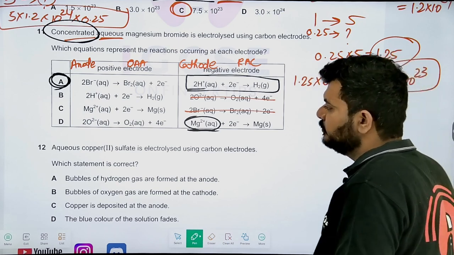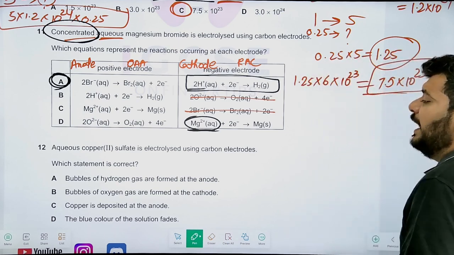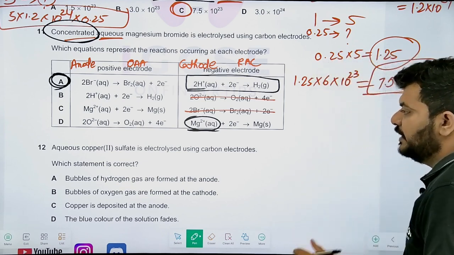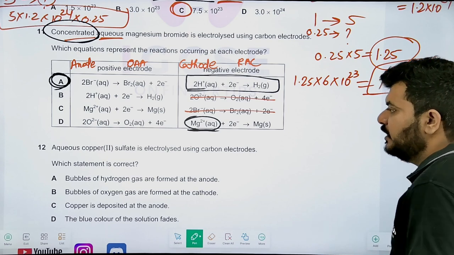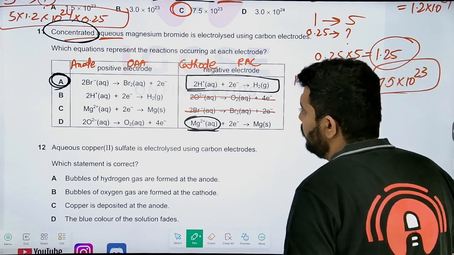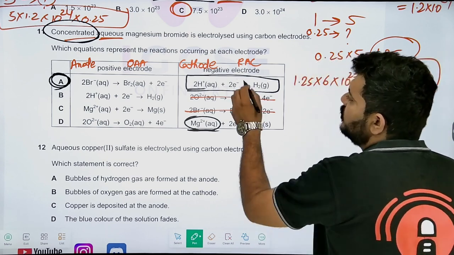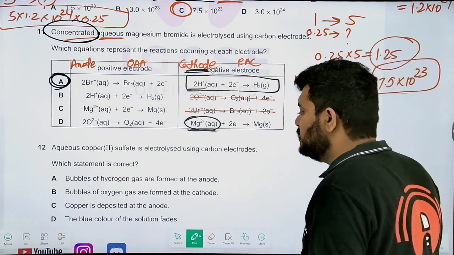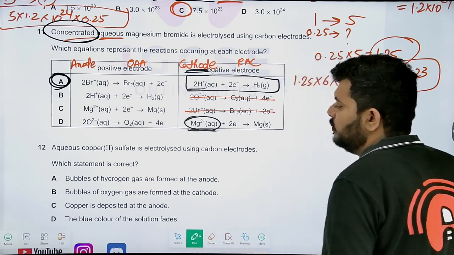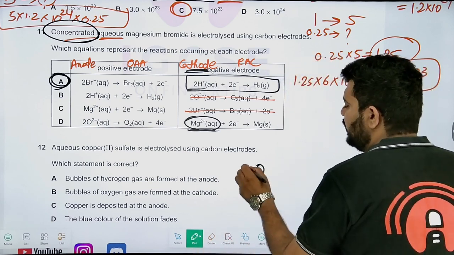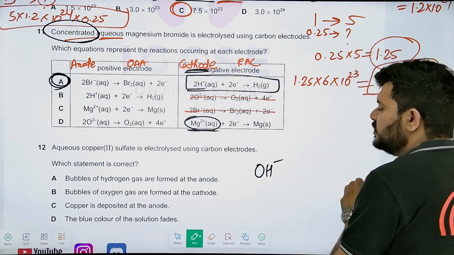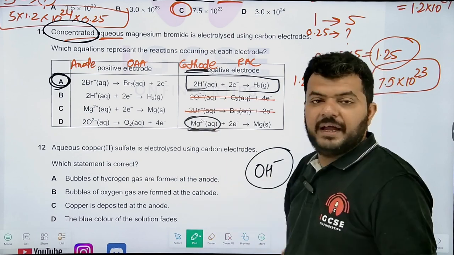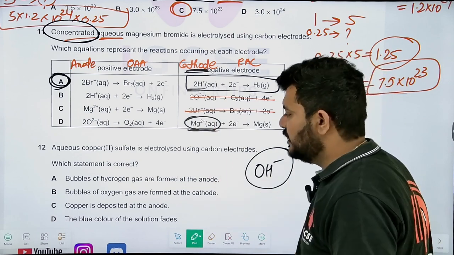Then we have, sorry, aqueous copper sulfate is electrolyzed using carbon electrodes. Which statement is correct? Bubbles of hydrogen gas are formed at anode. See, if hydrogen ever forms, it forms at cathode. Okay, bubbles of oxygen gas are formed at cathode because oxygen is negatively charged and it forms from OH minus, right? It is loss of electrons. So oxidation at only anode. So A and B are incorrect.